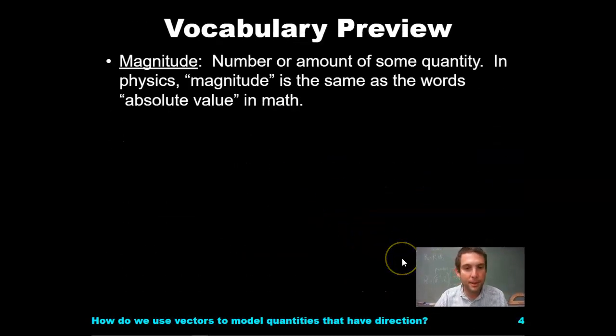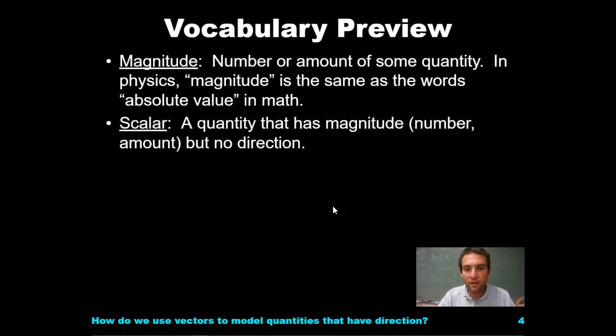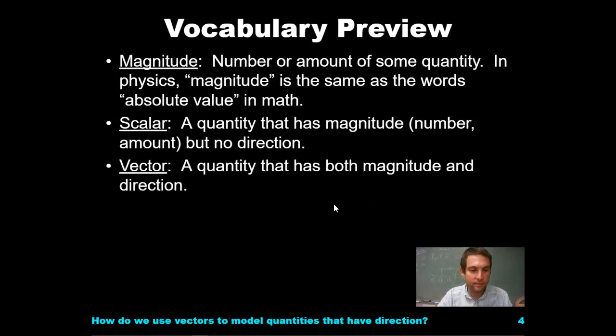Our vocabulary: magnitude just means the number or amount of some quantity. In physics, magnitude is the same word as absolute value in math. Absolute value is just magnitude. Scalar is a quantity that has only magnitude, so we're only looking at how big or how much, but no direction. Vector has both magnitude and direction.